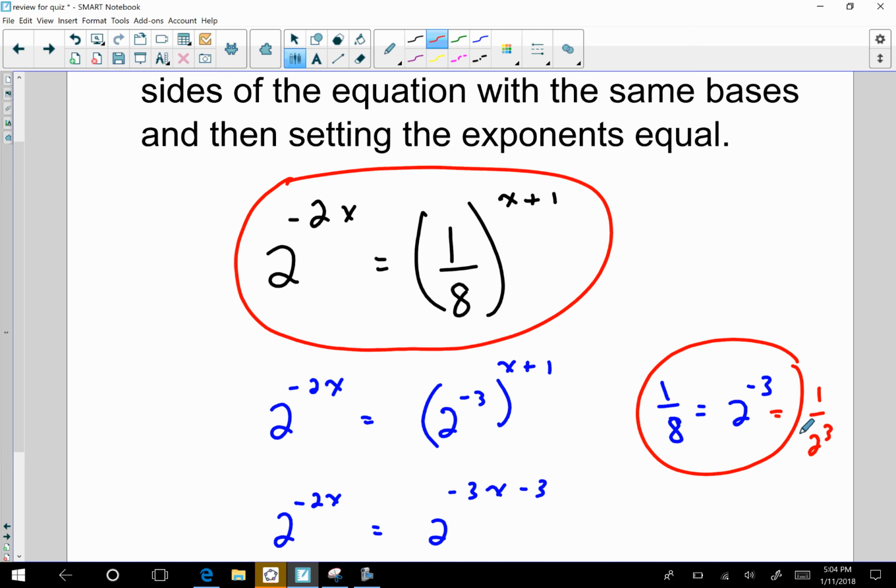Now I'm going to use this law of exponents that says a power to a power you multiply. And 2 to the negative 3 to the x plus 1 is going to be negative 3 times x plus negative 3 times 1, which is negative 3. So now I have my like bases right here.